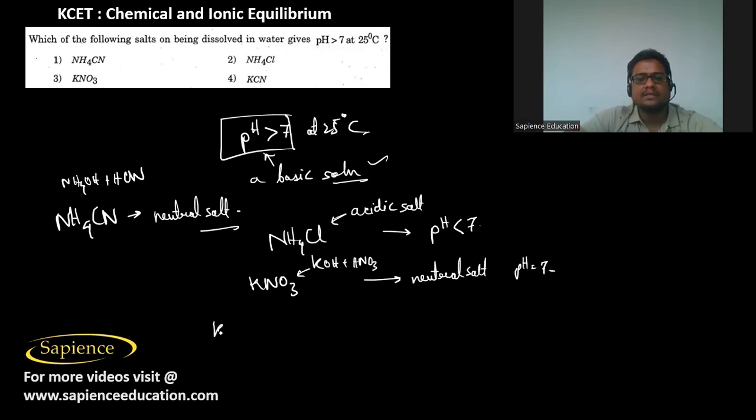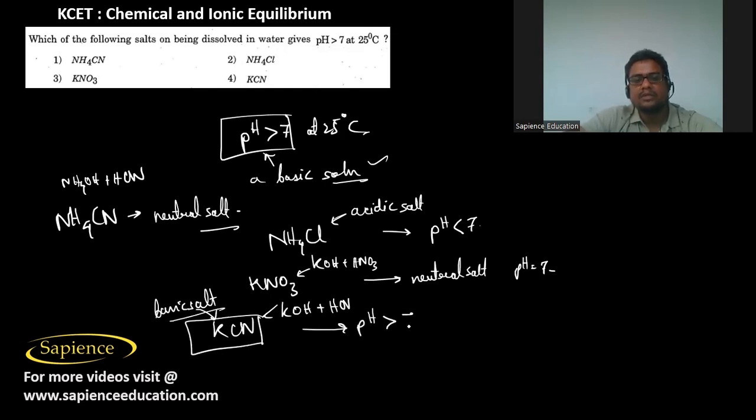And for KCN, it is a basic salt, since it is a salt of a strong base, KOH, and a weak acid, which is HCN. So it is a basic salt. So for KCN only, the pH value will be more than 7. So option 4 is the correct answer.